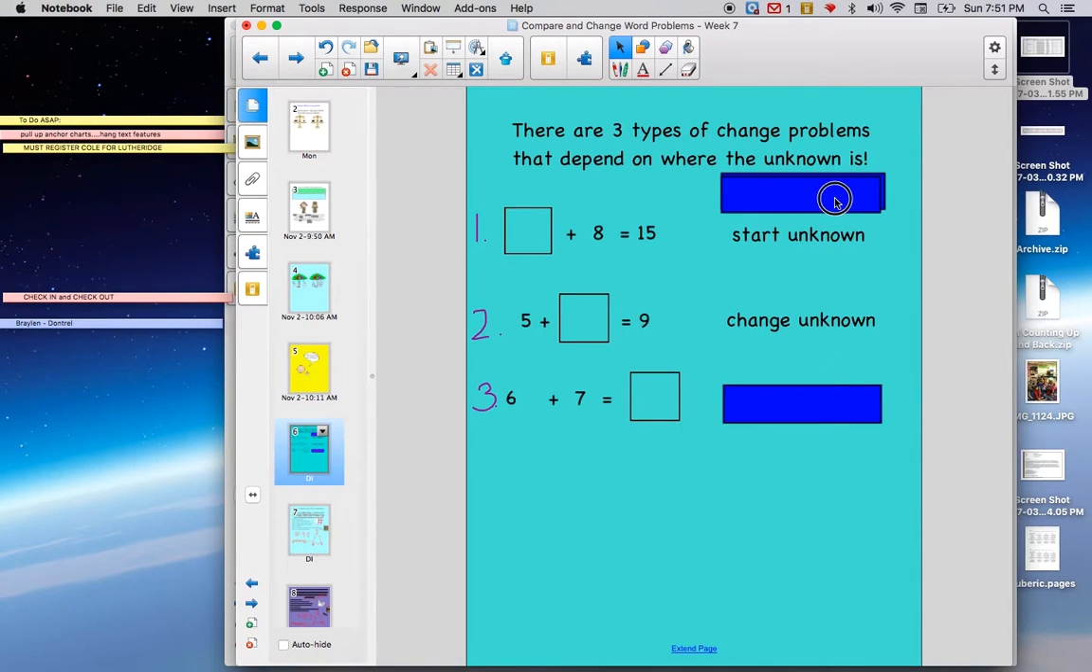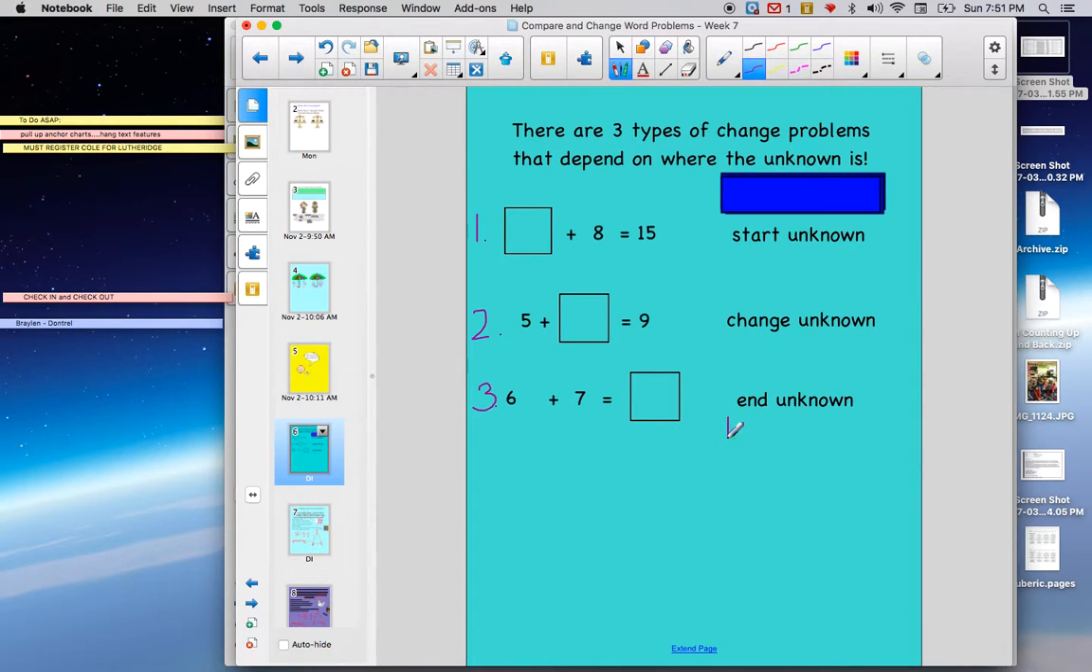If you guessed end unknown, you are correct. Another way of saying this could be total. Let me see if I can get my handwriting skills down here. It's been a while since I've had to do that. Total unknown, or another way to say it would be result unknown.